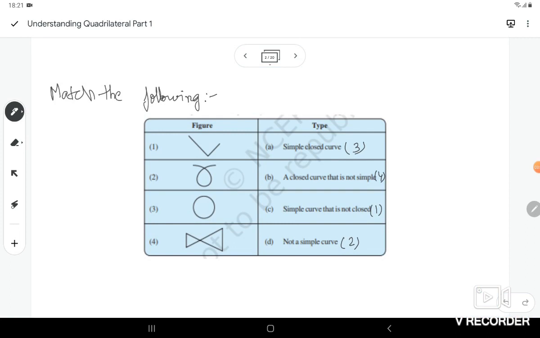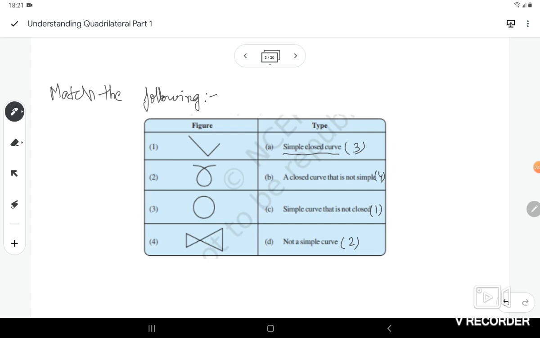Now moving on to the concepts which we have studied, we are going to apply them and do some match the following to see how much we have understood. So the first point says we have to find the simple closed curve. Seeing the first figure, we can clearly see that it is not a closed curve, so it is not a simple closed curve.